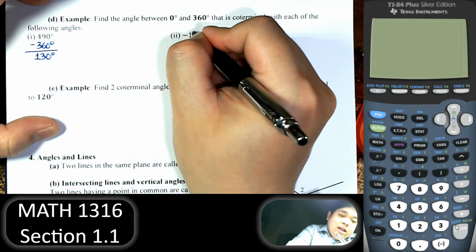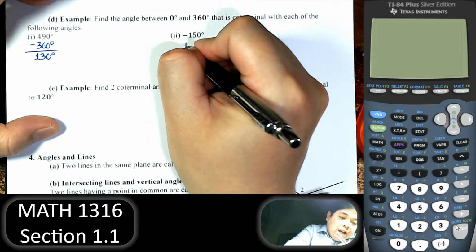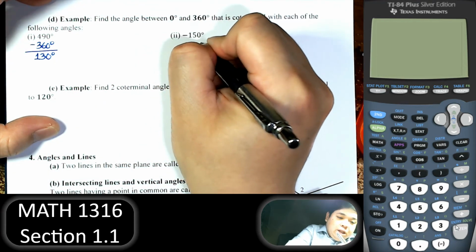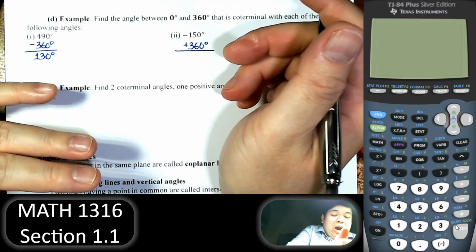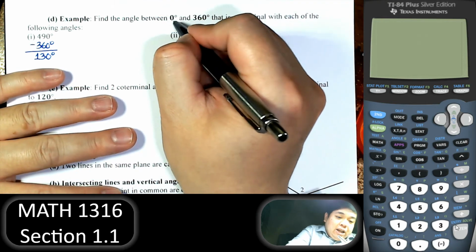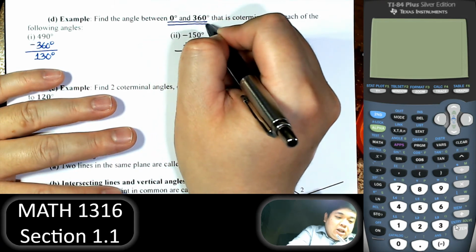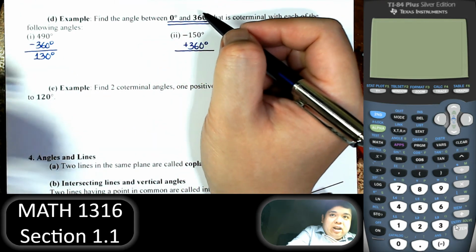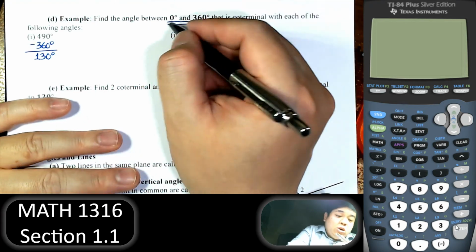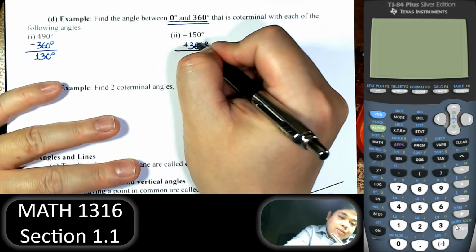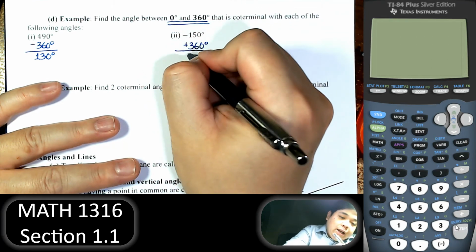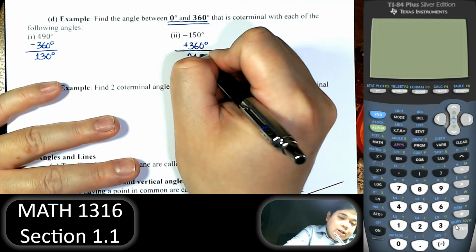And if it is less than that, we can add 360 degrees to it. So when we add 360 or subtract 360, we have the coterminal angle. And again, if we want the angle between 0 and 360, if it is more than that, we subtract. If it is less, we add. So the angle is in between 0 and 360. And that gives us 210 degrees.